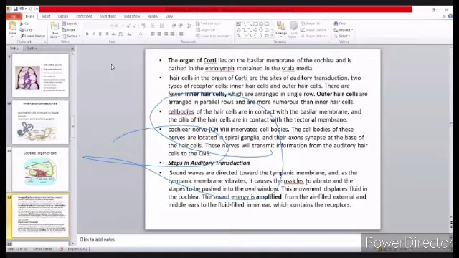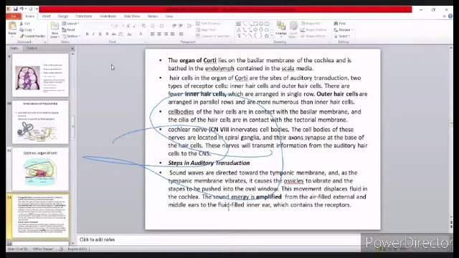scala vestibuli first, and then meets at the point where the scala vestibuli and the scala tympani meet, the helicotrema. From there, it passes through the scala media. In the scala media, the hair cells pick it up, and then it causes you to hear, generating the process to go to the central nervous system.